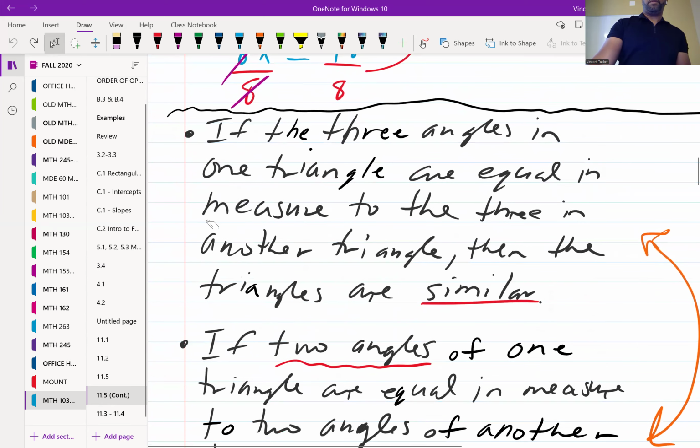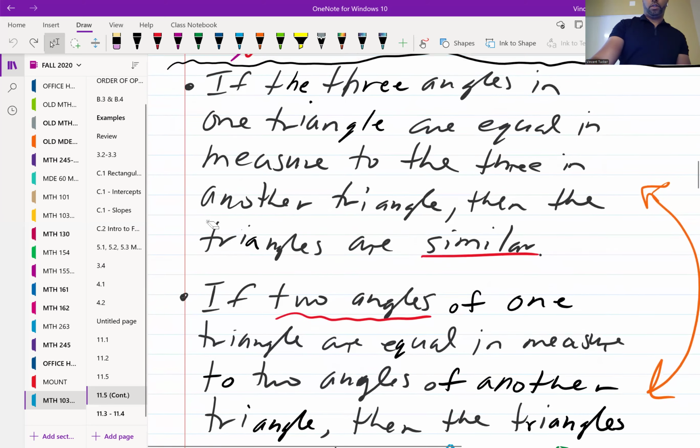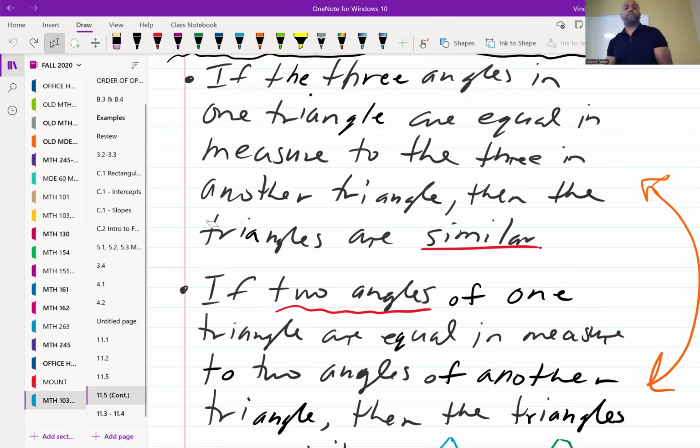All right, another couple statements that will help you out when it comes to solving for these angles in your triangles. If the three angles in one triangle are equal in measure to the three angles of another triangle, then the triangles are similar. So you can tell if your triangles are similar if their angles are equal, and if they're similar triangles, then we can lean on the idea of them having corresponding sides and equal ratios.